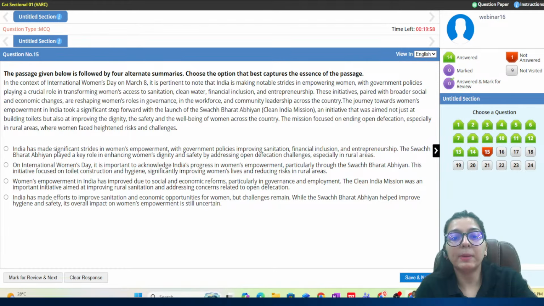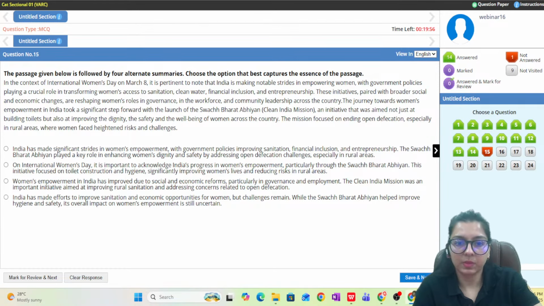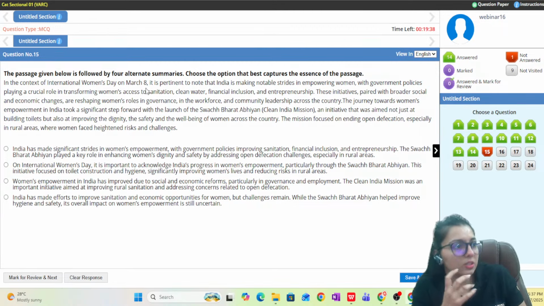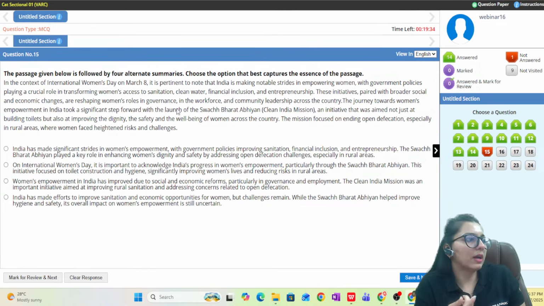Okay. Now my favorite of the lot, more than the reading comprehensions, I tend to like the summaries. In the context of International Women's Day on March 8, it is pertinent to note that India is making notable strides in empowering women, with government policies playing a crucial role in transforming women's access to sanitation, clean water, financial inclusion, entrepreneurship. These initiatives, paired with broader social and economic change, are reshaping women's role in governance, the workplace, community leadership across the country.